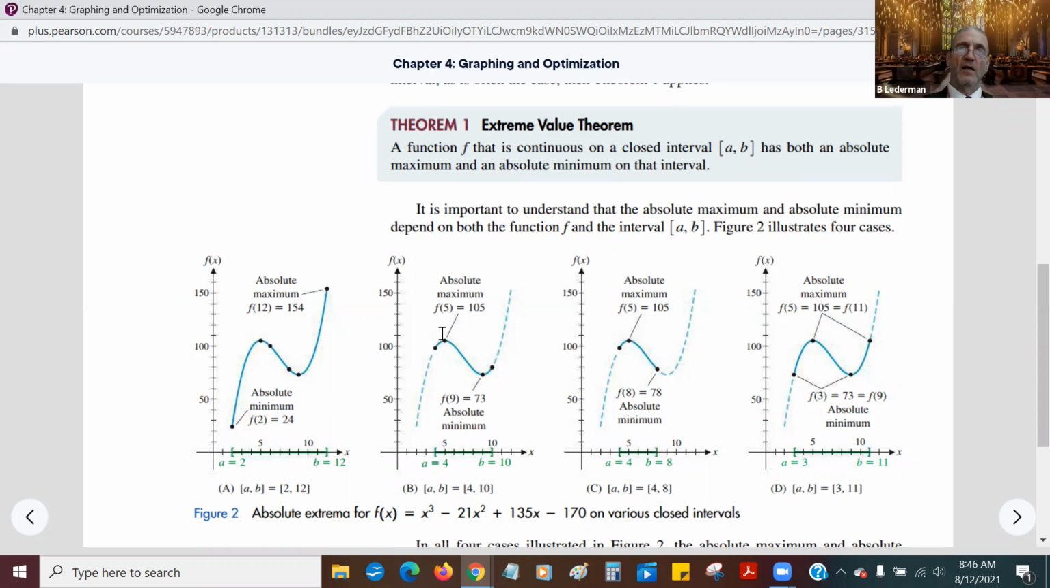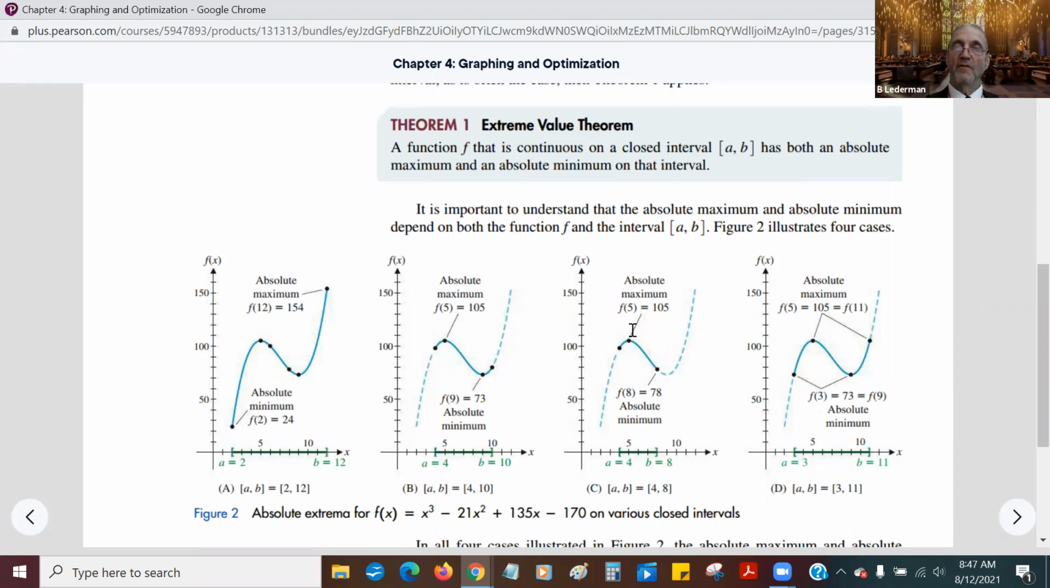Here, the local max is higher than the endpoint, and here, because the endpoint is over there, the local min is higher than that. And notice that this graph is the same graph. It's just that here I'm looking at the interval from 2 to 12, and here I'm looking at the interval from 4 to 10. So as you can see, the domain, the interval, will make a difference in what's the local max, what's the absolute max, and what's the absolute min.